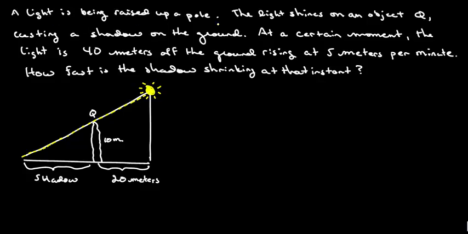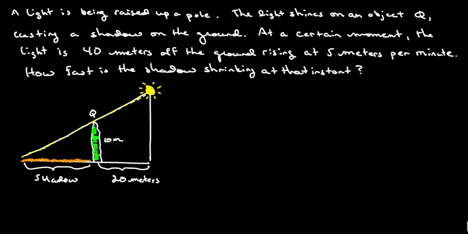Okay, a light is being raised up a pole. So here's the pole right here, and we're raising the light up it. The light shines on an object Q. Maybe it's this guy over here, like a bush or something like that. Who knows? Okay. And it casts some shadow, this length right here. Okay, so the length of the shadow, this is the shadow right here.